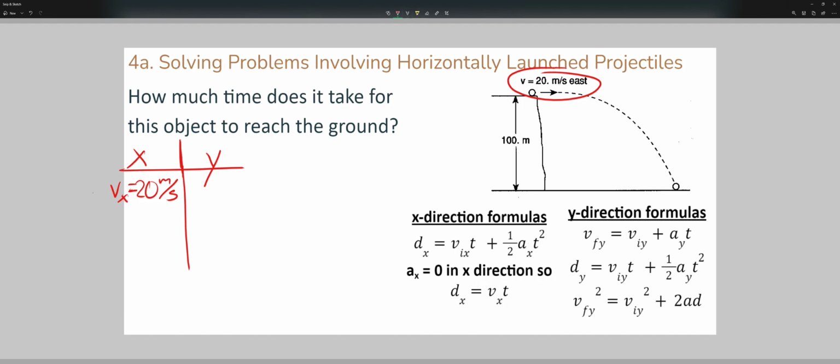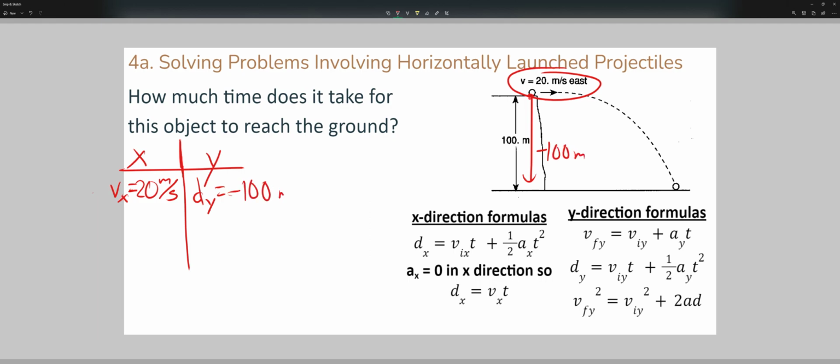We also see something else here. We see 100 meters. We can say that that's my height. Or what we can essentially say is that my displacement in the y direction is negative 100.